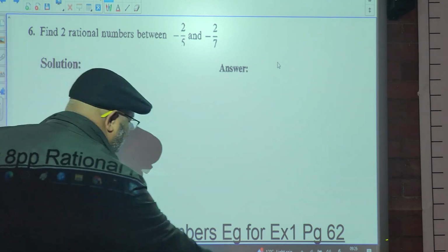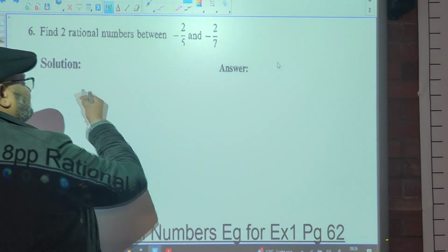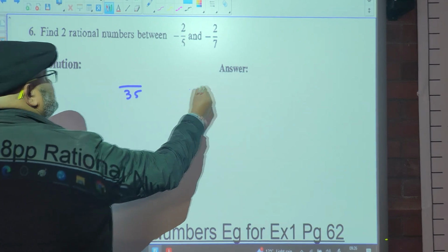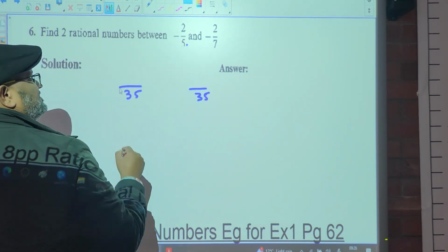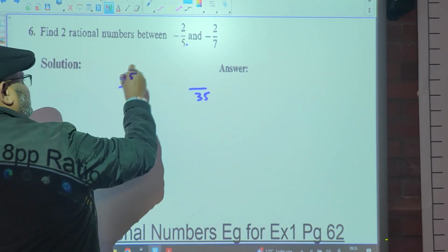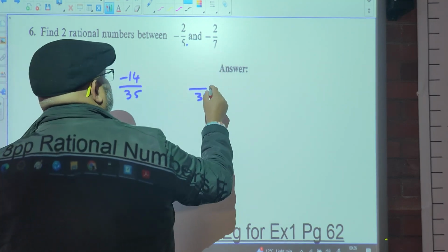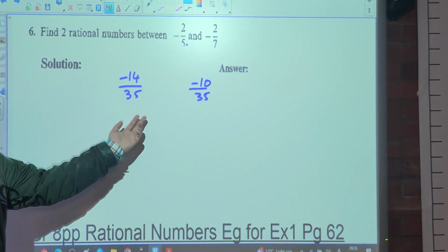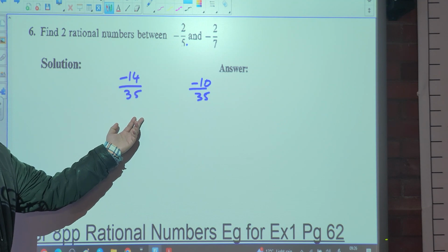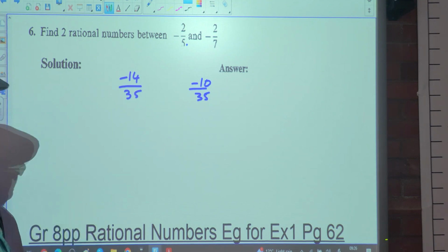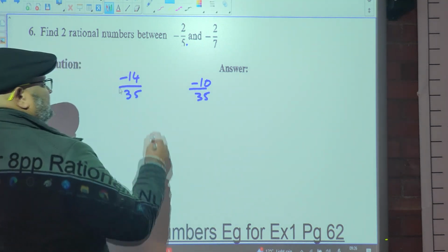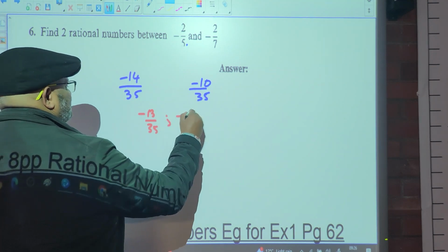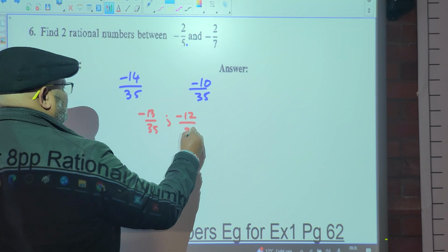So what we do, we find an LCM first. So what's my LCM here? 35. So 5 times what is 35? 7. So it's negative 14 over 35, and 7 times by 5 is negative 10 over 35. So can I list two numbers between this? Yes. Which is? Negative 13 over 35 as well as negative 12 over 35.